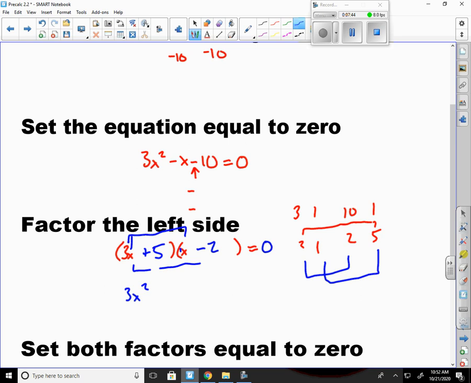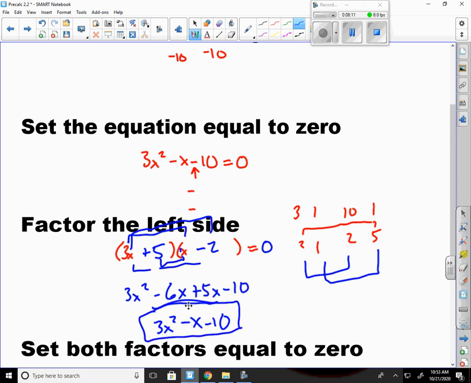Now whenever I multiply this out, 3x times negative 2 gives me negative 6x. 5 times 1x, anyways, gives me plus 5x, and then it's minus 10. Negative 6x plus 5x, those combine to give me negative x. So it's 3x squared minus x minus 10. Did all that just to show that's how I can check to see if I put the things in the right spot.